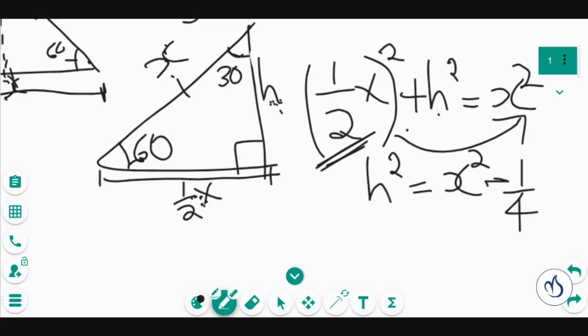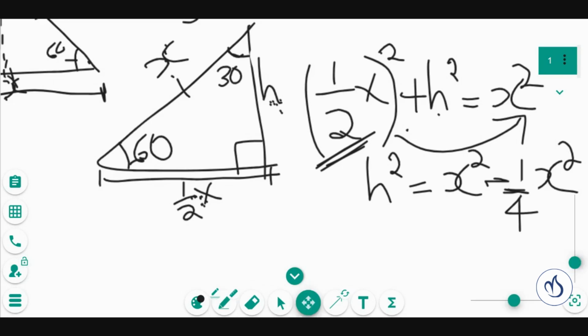And then when I square the x, I get x squared. Okay, so that's the value of my h squared. My h squared is equal to x squared minus a quarter x squared.